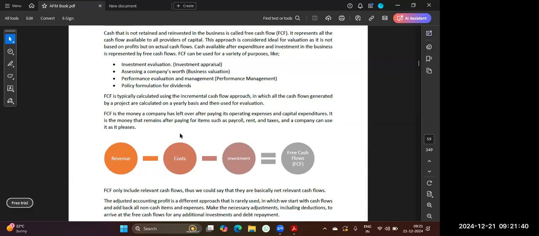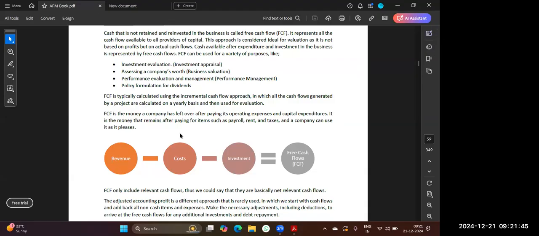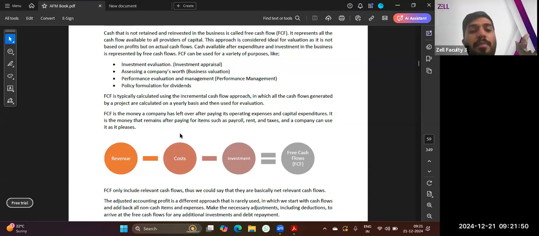It provides the actual... Profit can be manipulated, but the cash flow cannot. Now let me give you an example of this, okay?